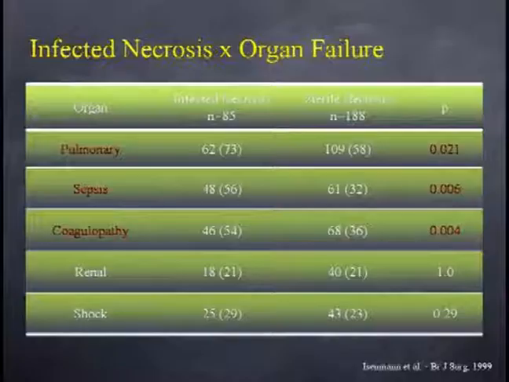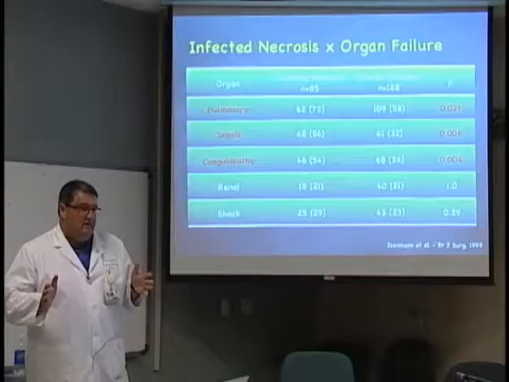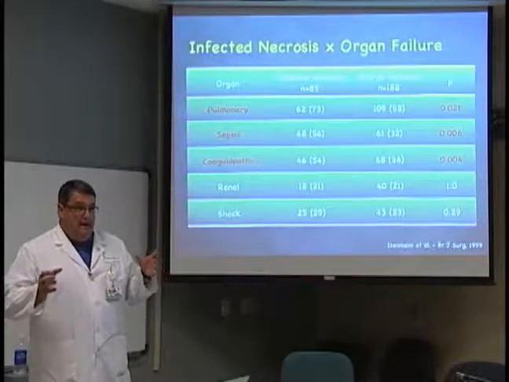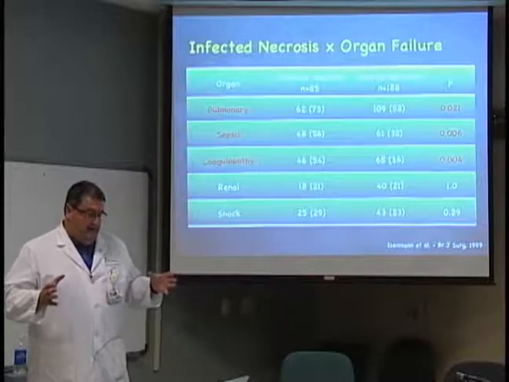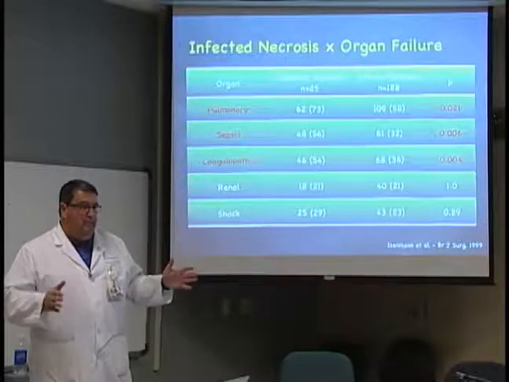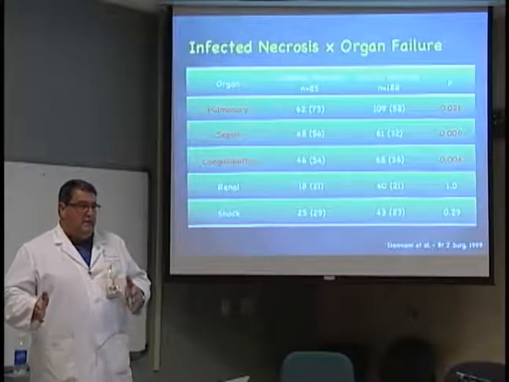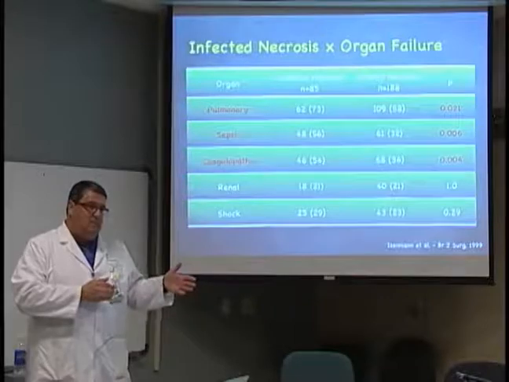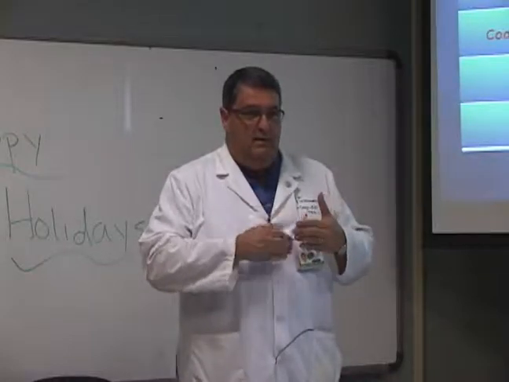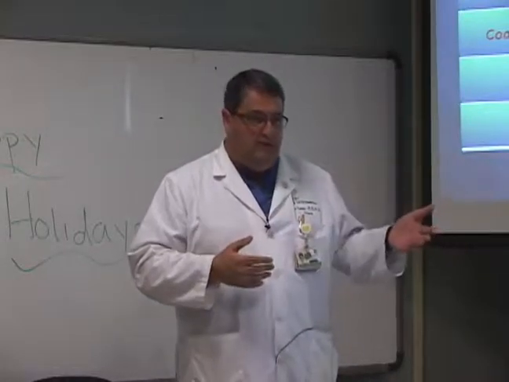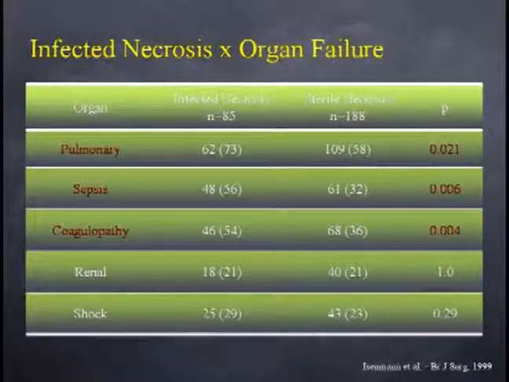So how about infected necrosis and organ failure? What this chart tells you is that if you just have sterile necrosis, so you have a severe form of the disease process with peripancreatic necrosis or pancreatic necrosis, but no infection, the incidence of pulmonary sepsis and coagulopathy will be much less when you compare to patients that have severe forms of the disease with an infected necrosis. So what this tells you is that infection on top of necrotic tissue will cause more organ failure and more systemic consequences. So statistically significant for pulmonary sepsis and coagulopathy.